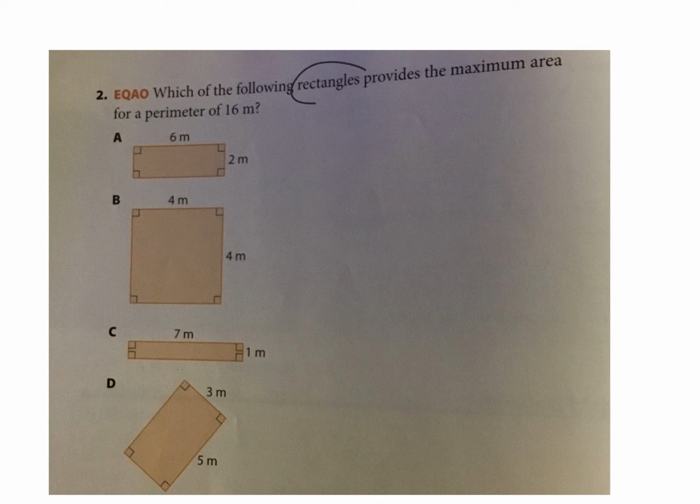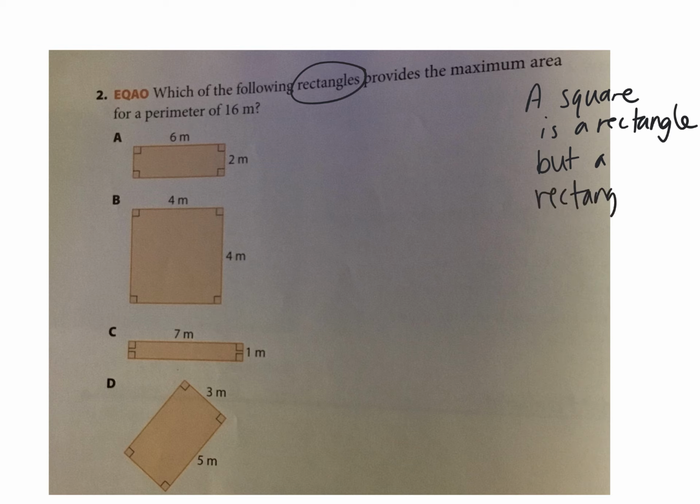So you're going to see the word rectangle, but a square is a rectangle, but a rectangle is not a square. Write that down. A square is a rectangle, but a rectangle is not a square, and I'll explain why. Think about it. A square is a rectangle because a rectangle has to have 4 sides, right? Does a square have 4 sides?